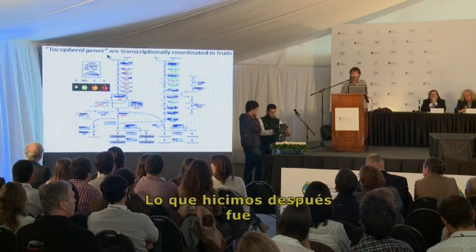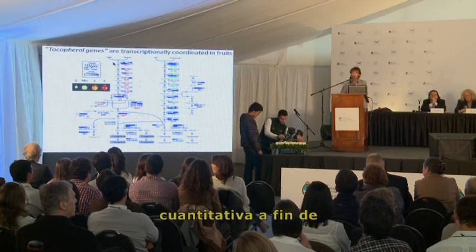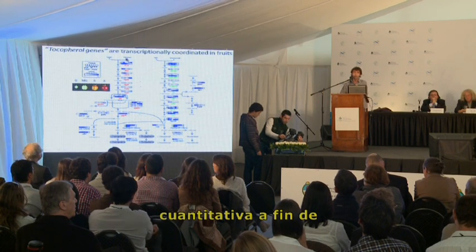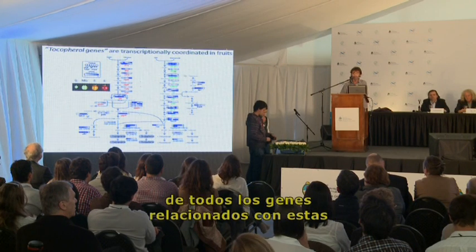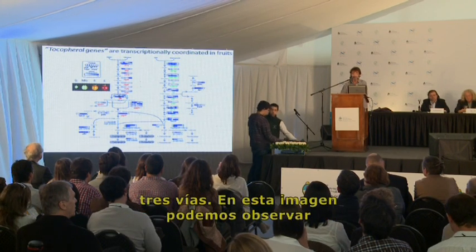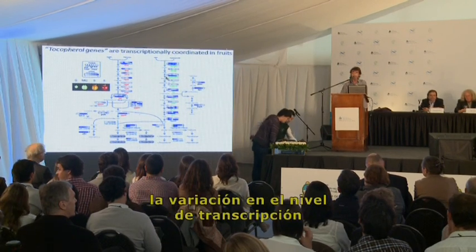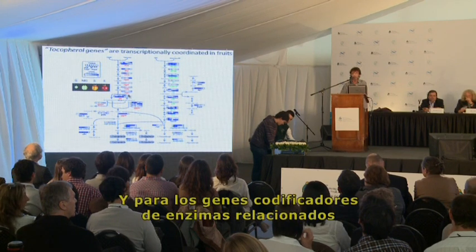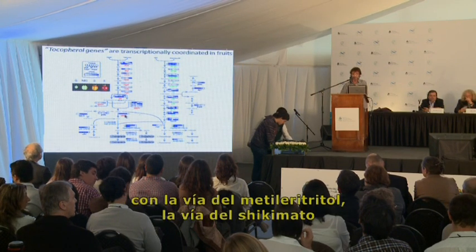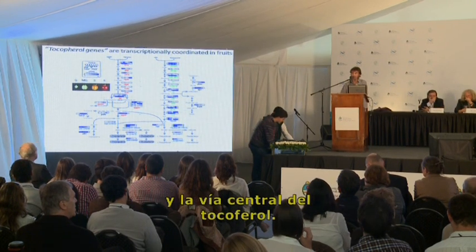What we did next was to set up a quantitative PCR array to study the transcription, or the mRNA accumulation, of all of the genes related to these 3 pathways. In this picture, what we can observe is the variation in the transcript level for the different enzyme-encoding genes related to the methylerythritol pathway, the shikimate pathway, and the tocopherol core pathway.